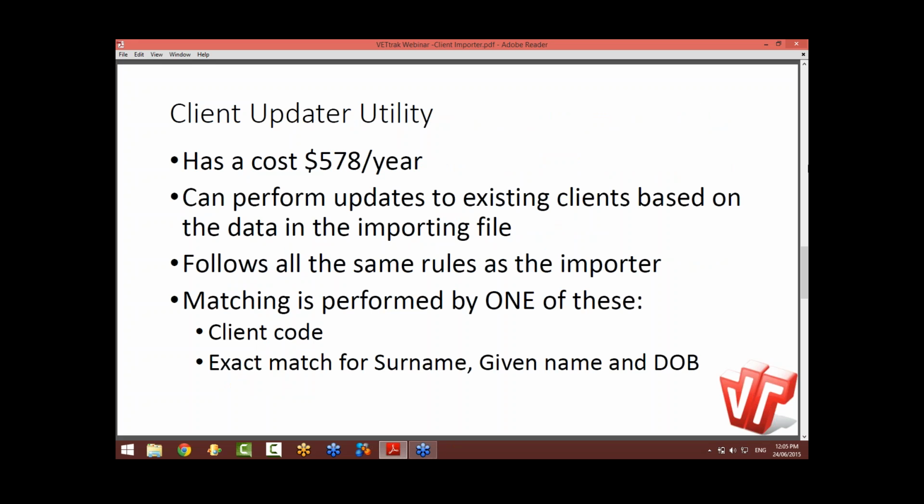The updater follows the same rules as the importer, and one of the important things is that it's got to match people. It's performed by either the client code, so the client code has to be in the importing data, or an exact match for surname, given name, and date of birth. And by exact, I mean exact. If you've got a given name of Rodney, but in your database you've got Rod, that won't match. So it needs to be spot on.